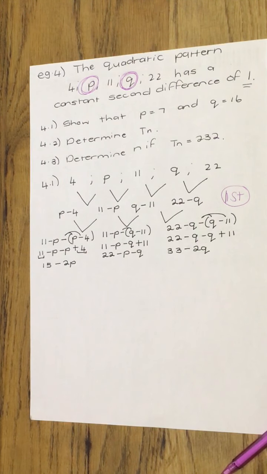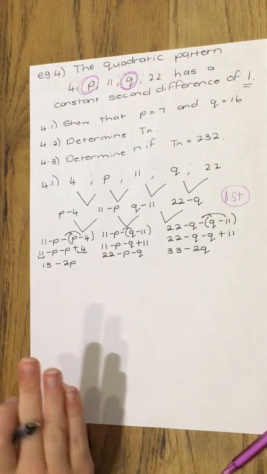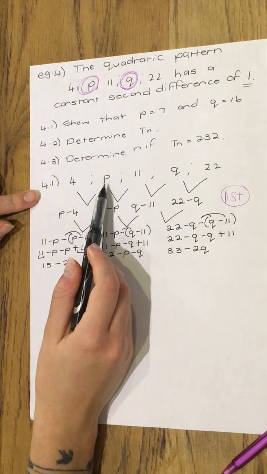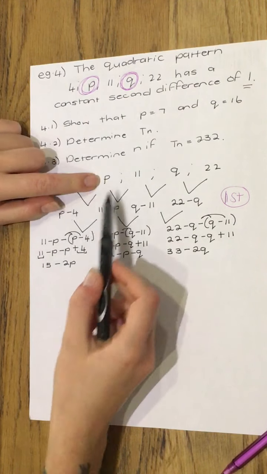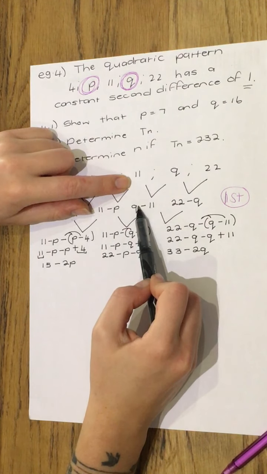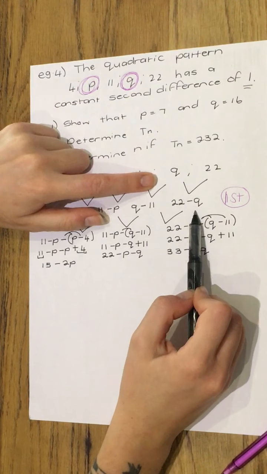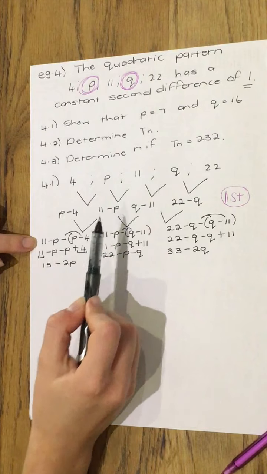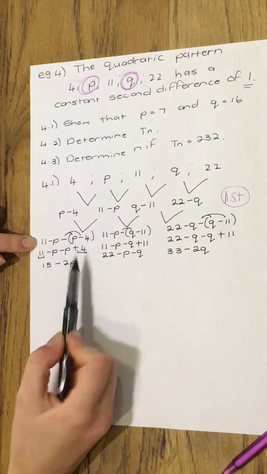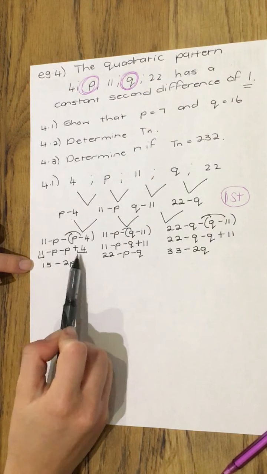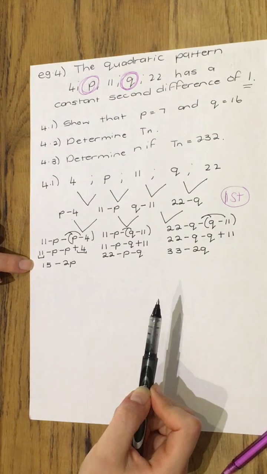That was a lot of calculation, so let's just make sure we did everything right. We're saying this is P minus 4, correct. 11 minus P, correct. Q minus 11, correct. 22 minus Q, correct. Now we do the next line. It will be 11 minus P minus bracket P minus 4. If I times that and it becomes negative, that becomes positive. So that becomes 15 minus 2P.